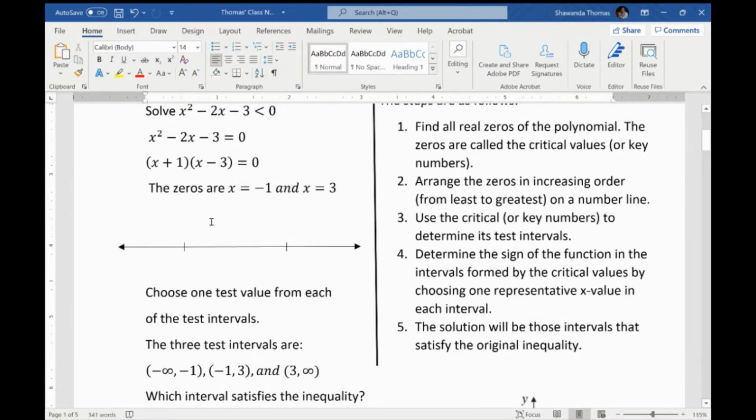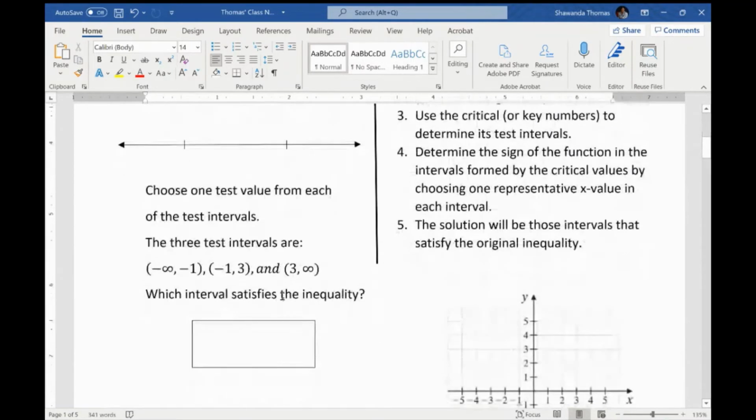For this one, we had 3 different intervals. The intervals were -infinity to -1. So when they ask you that in WebAssign, you're going to put intervals like this: parenthesis to parenthesis, comma, parenthesis to parenthesis, comma, parenthesis to parenthesis. All they're asking you for are the intervals. But you have to test the intervals for the actual answer.